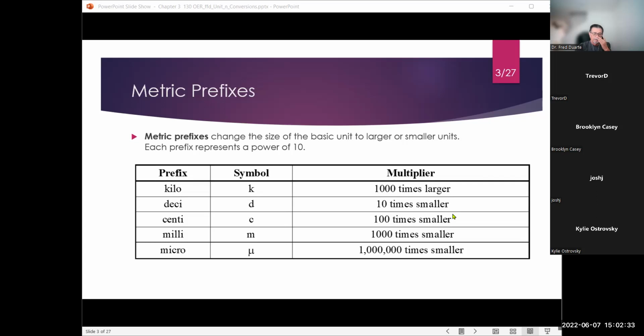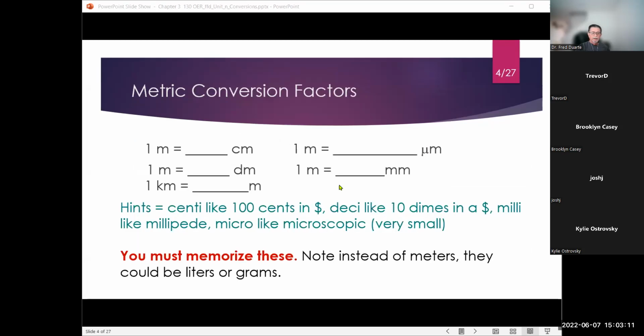I have that table I gave you where the kilo prefix, the K symbol, is 1,000 times larger. The deci prefix is 10 times smaller. So in 1 gram, there are 10 decigrams, okay? The centi prefix, which is the letter C, is 100 times smaller. 100 years in a century, that may help you out. And milli is given by the lowercase letter m, which is 1,000 times smaller, okay, and micro. And so those are the prefixes used in the metric system, okay?